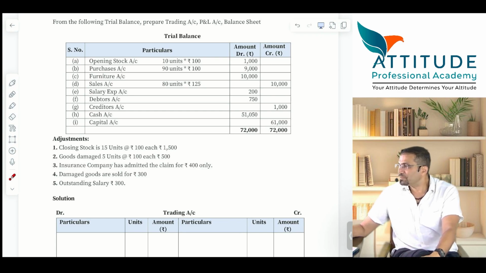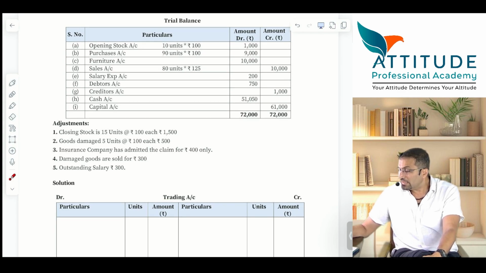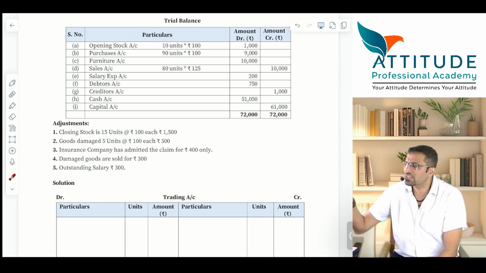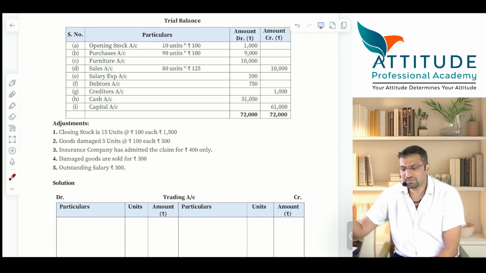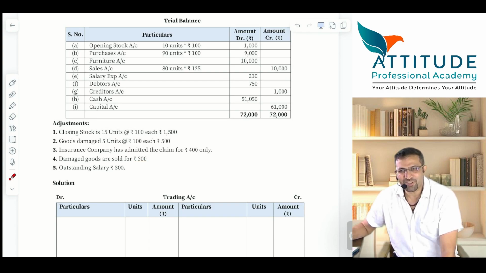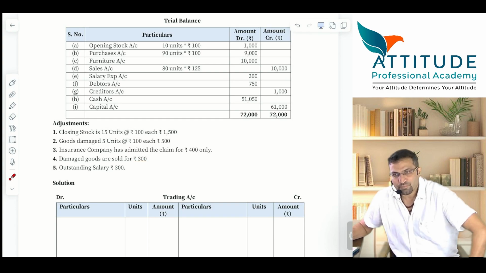Come back to the sum. Here, they are saying the insurance company has estimated that you are going to sell it at 100, and they said you will sell it at 100 and we are ready to give you 400. Fair enough. He has sold it for 300. He actually made a profit. Yes or no? So this is a situation. Can this be a situation? Answer is yes, it can happen.